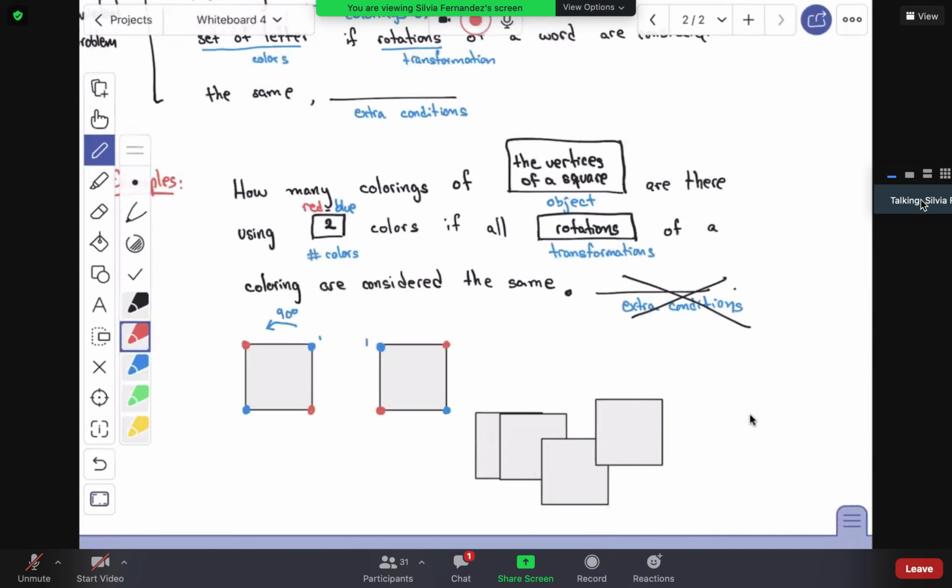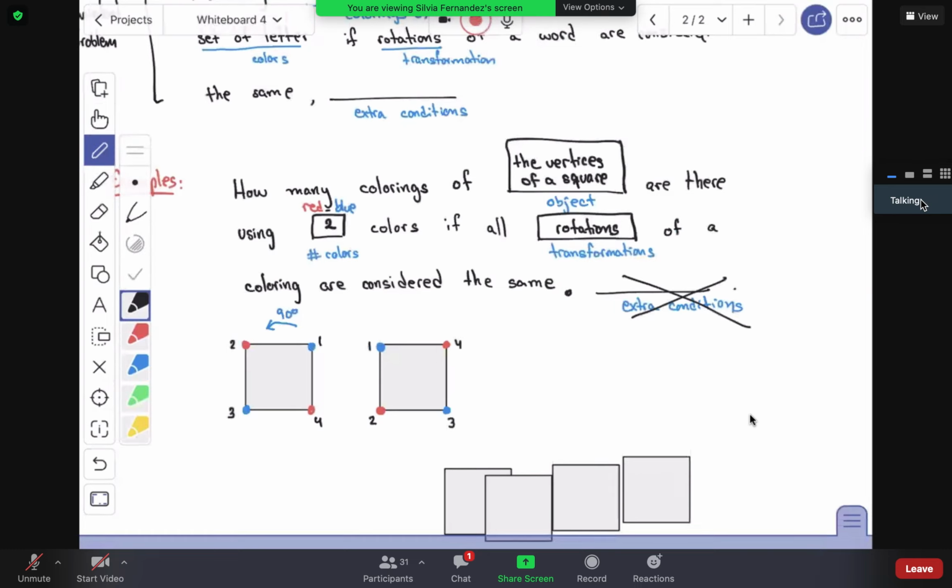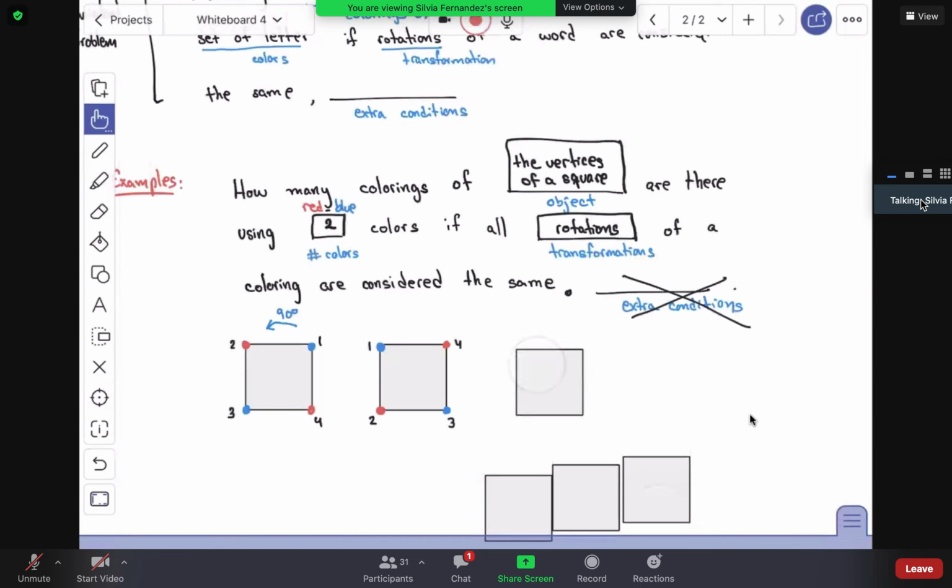You see? So I'm going to just label them to indicate that I'm actually rotating, but the labels don't matter. This is just to indicate that I'm rotating it so that you can see that we actually did something. 1, 2, 3, 4. So I'm actually rotating. So this is 1, 2, 3, 4. You see, we rotated 90 degrees, and then you can rotate again another 90 degrees. Or if I take the original one and rotate it 180 degrees, then I will get actually the same coloring as the original one.